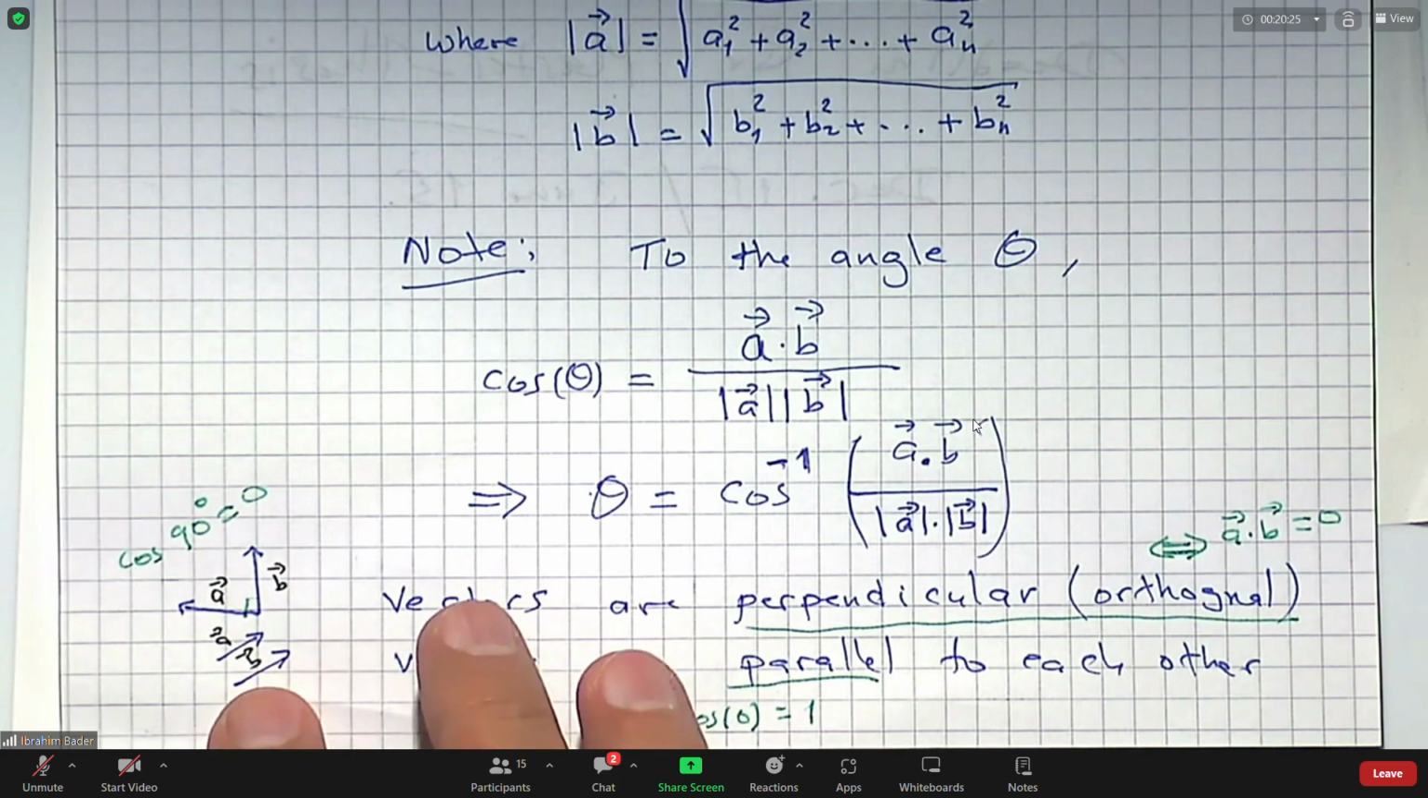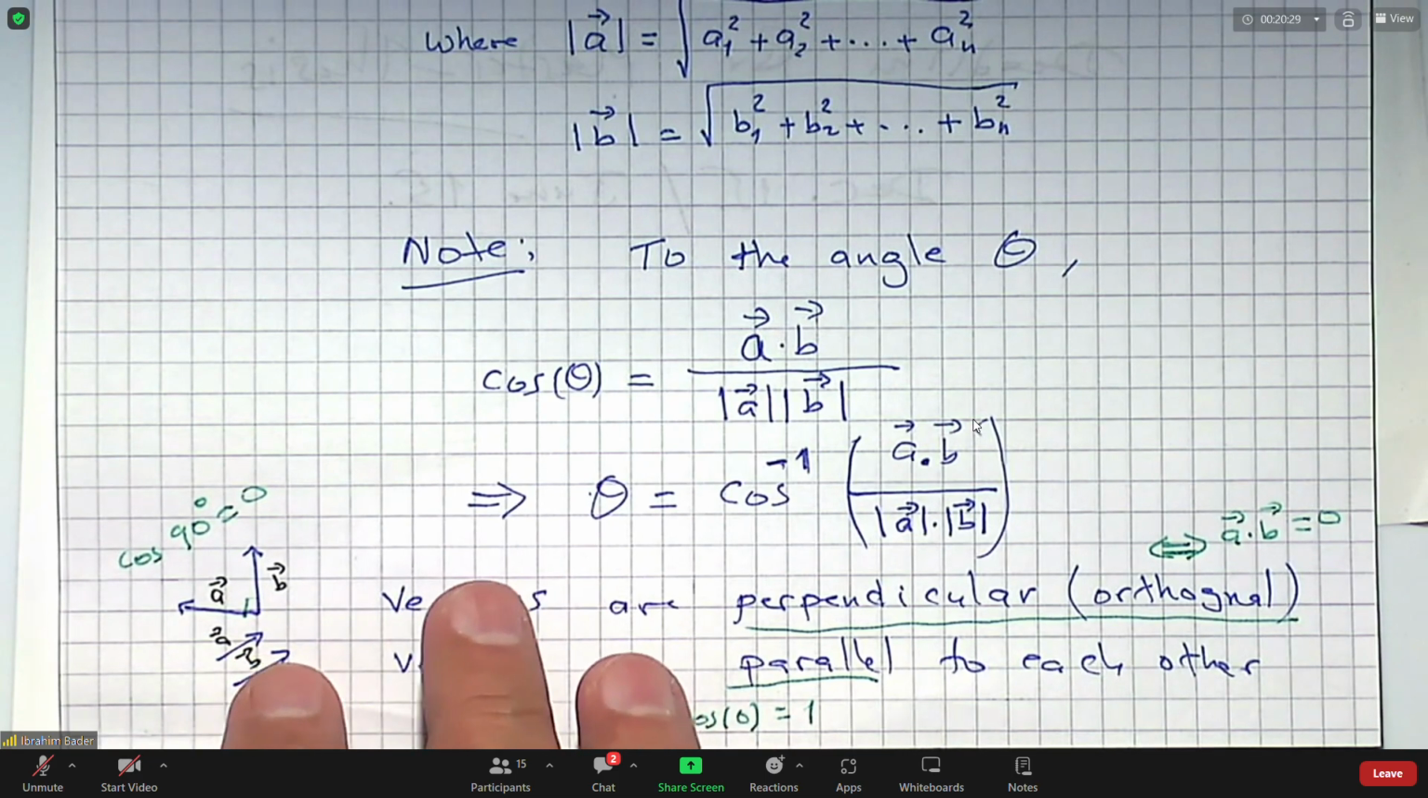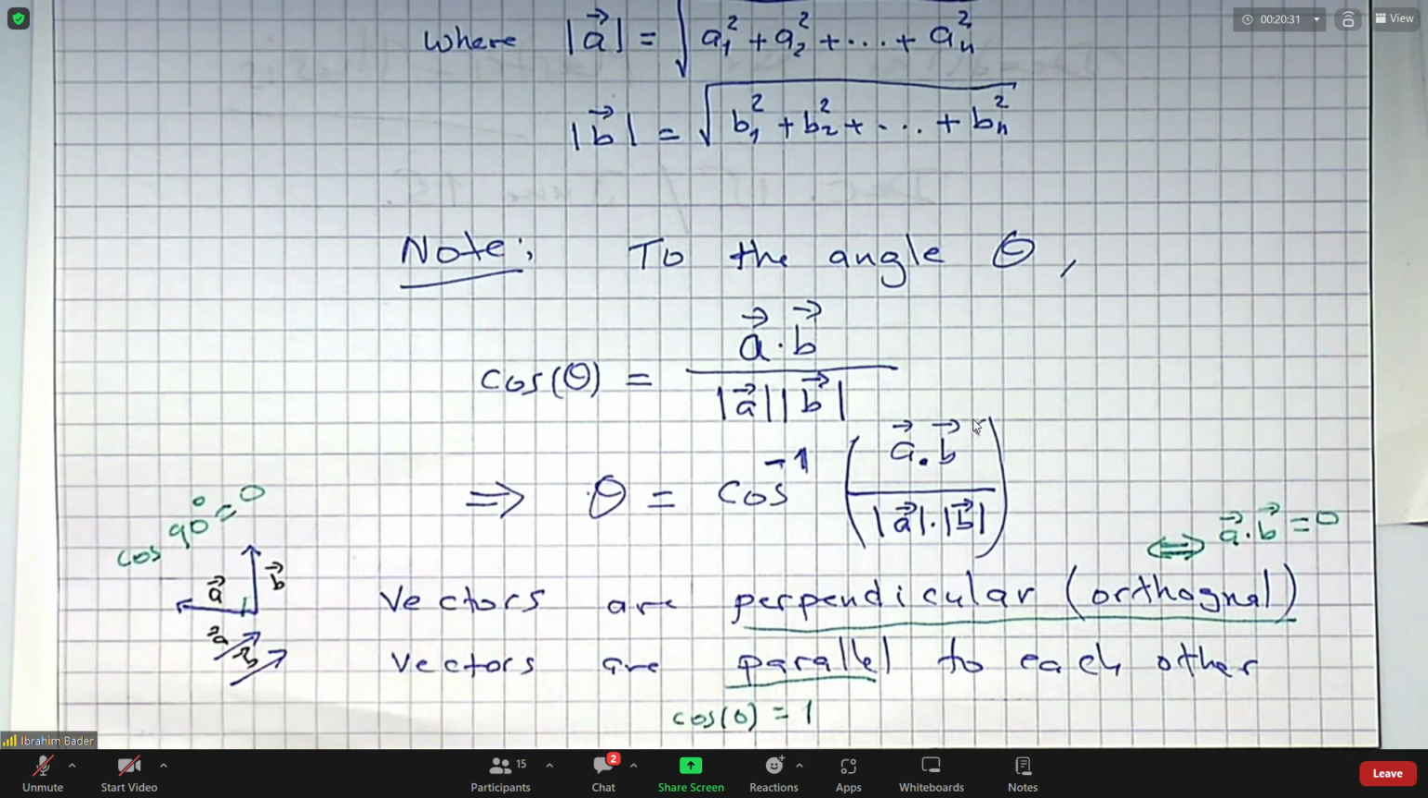And notice that here parallel, the angle can be 0 if they have the same direction. If one is opposite to the other, then the angle is pi or 180, and both have the cosine as 1.